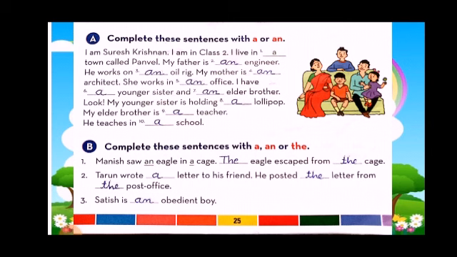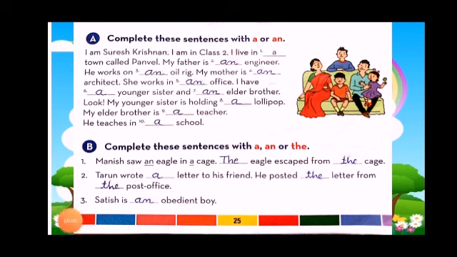Look, my younger sister is holding a lollipop. Here the word lollipop begins with the consonant sound L, so we used article A. My elder brother is a teacher. Here the word teacher begins with the consonant sound T, so we used article A. He teaches in a school. Here the word school begins with consonant sound S, so we used article A.